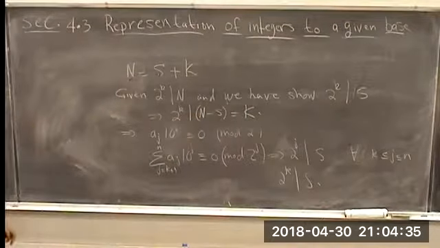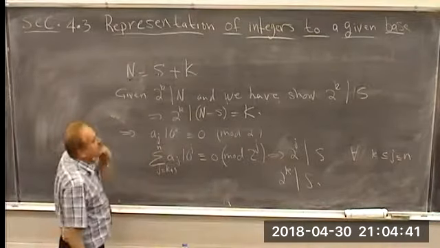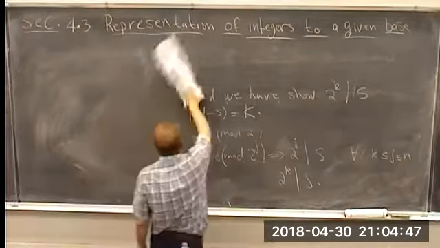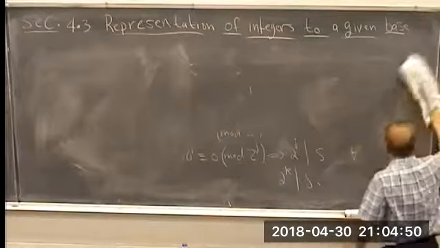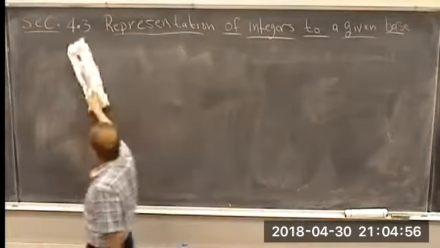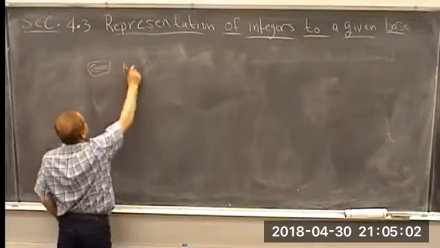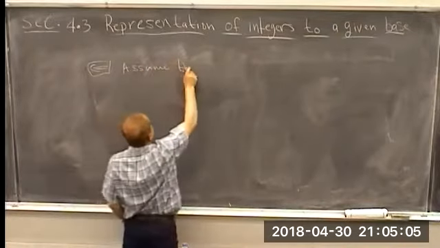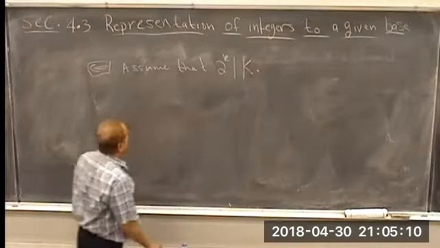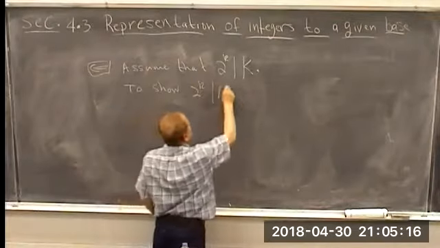All right, so if 2 to the k divides N, then 2 to the k divides the last k digits of the number. Now let's go the other way around. And in fact, we already have all the pieces that we need. Okay, so let's assume, going this way, that 2 to the k divides R. Now we need to show 2 to the k divides N.